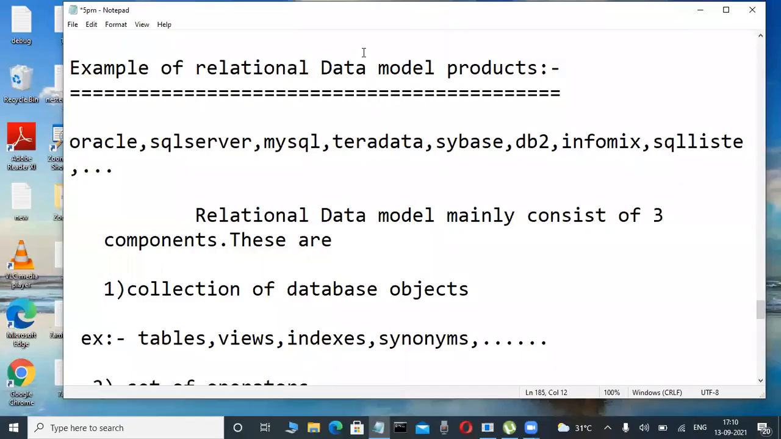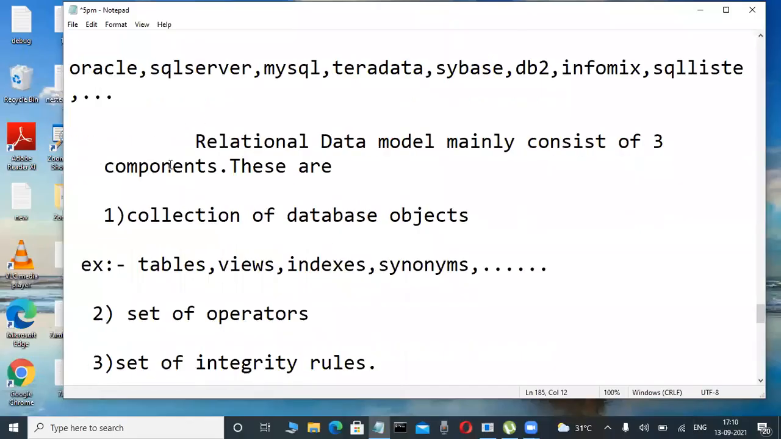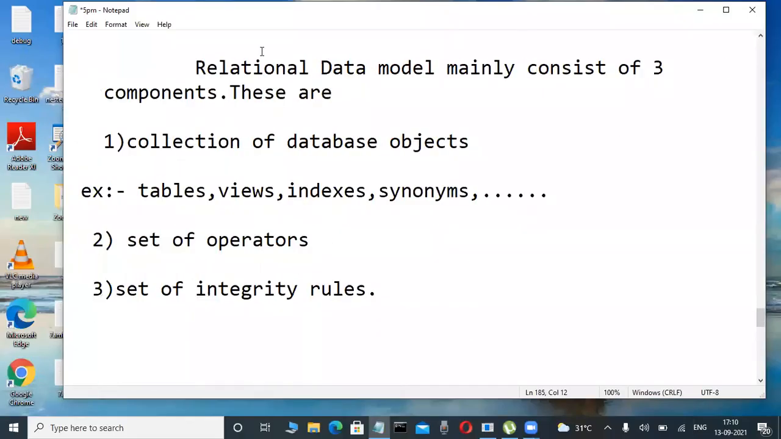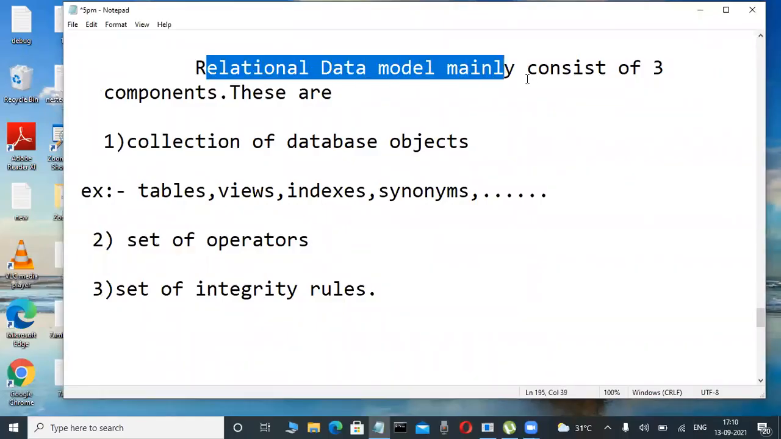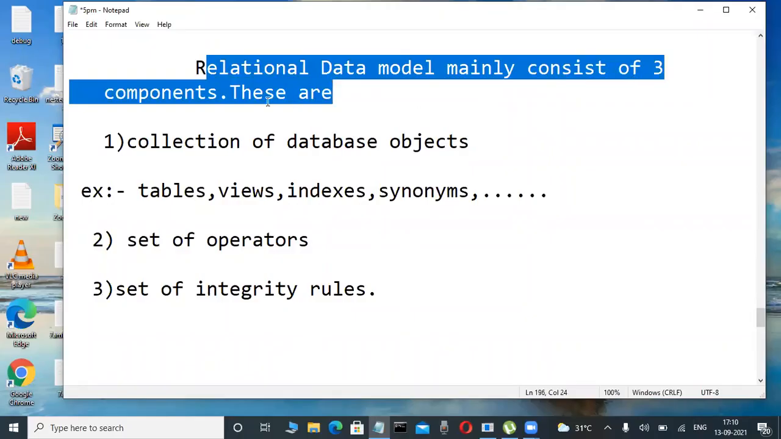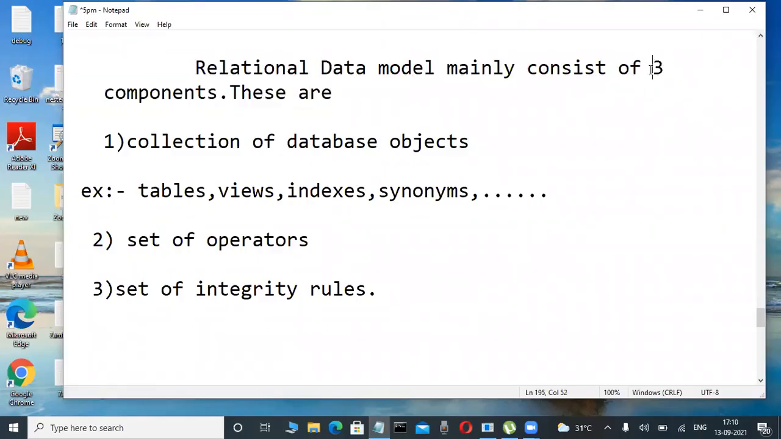These are the things we discussed in the previous Friday class. Some fellows did not attend that class, so observe here. The relational data model is very easy. Why? Because the relational data model products we are learning are mainly consist of only three components. Only three. See how easy it is.